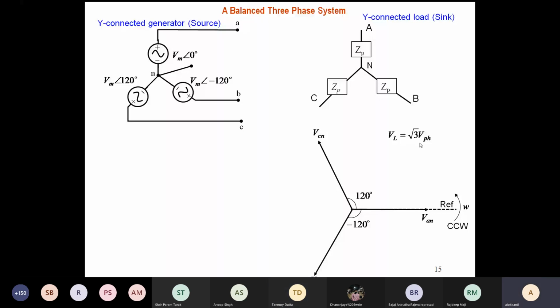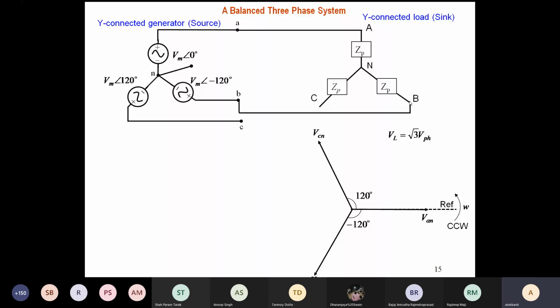Suppose your generator is in Bokaro and we are consuming power in Kharagpur. So it has to be through some cables, or through the overhead transmission lines. So your generator is at Bokaro and your load is at Kharagpur, and they have to be connected through some transmission line. We already showed the transmission line. So A is connected to A, B is connected to B, and C is connected to C.